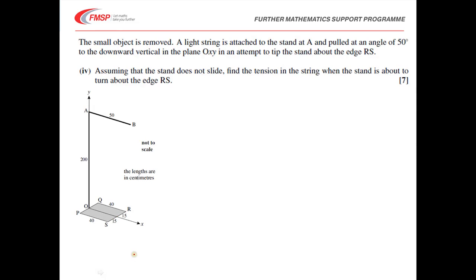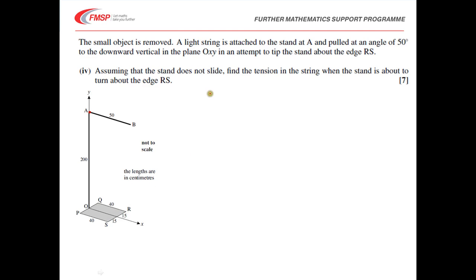Okay, so we're going to change the situation a little bit now. Again, if you're working on this at home, please do pause at this point and have a little go at the question yourself. So we're changing how this is behaving. The small object has been removed. I've got a light string attached to the stand at A, and it's pulled at an angle of 50 degrees to the downward vertical in the plane OXY to try and tip it, this time around this front edge RS here.